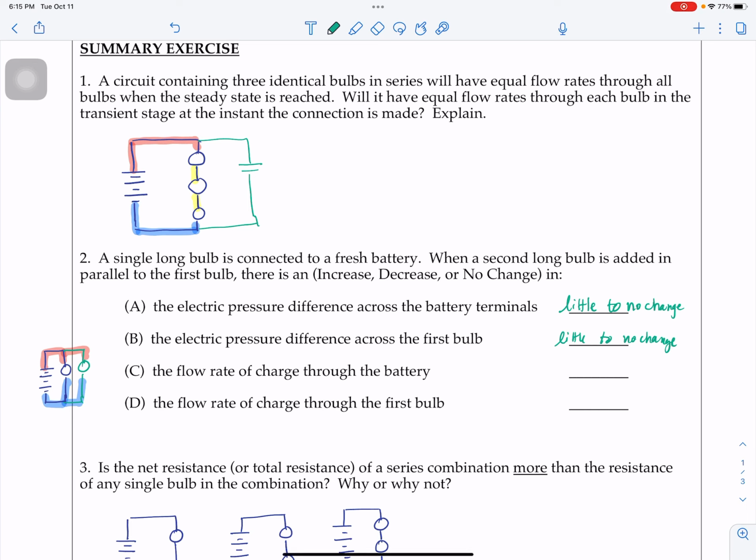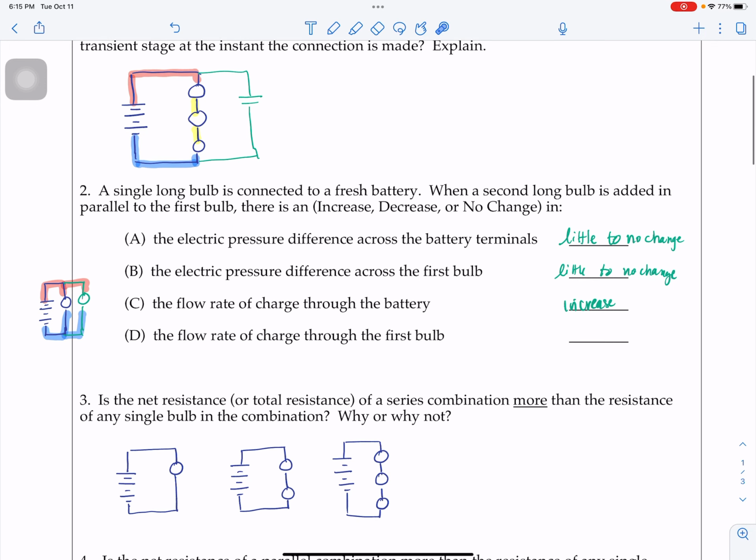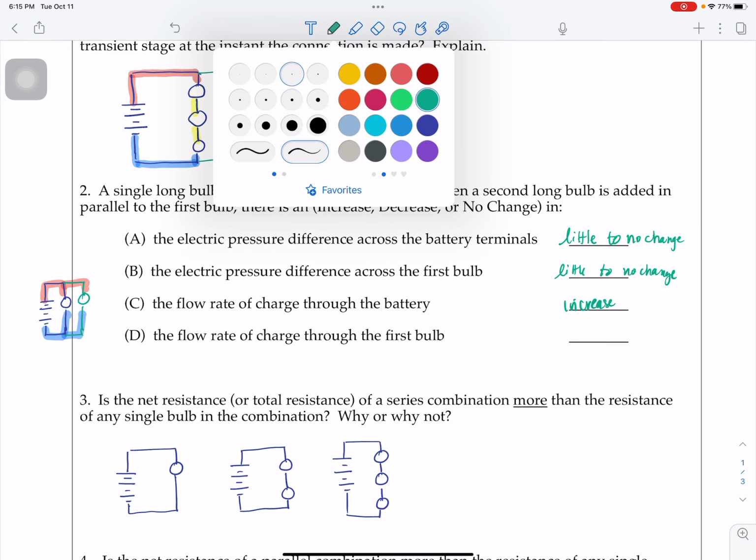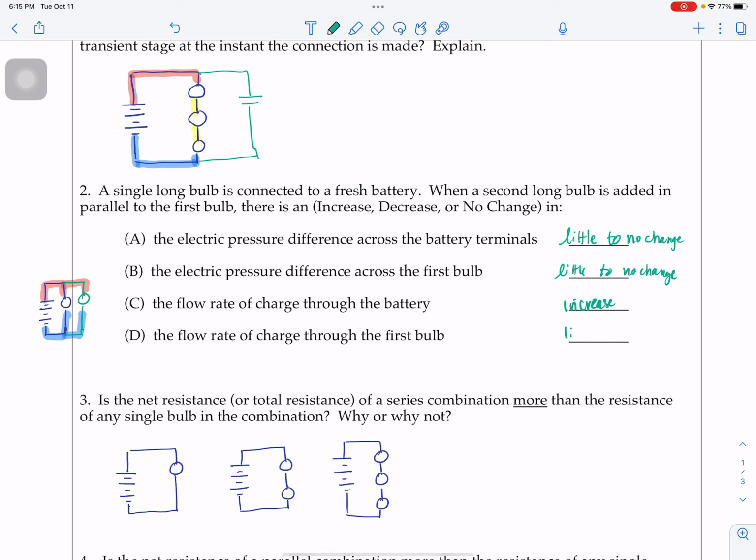The flow rate of charge through the battery, this is actually going to increase, and it's because I've added another branch so I can have more charge flow, and that's going to increase the flow rate of charge through the battery. And then the flow rate of charge through the first bulb, again, we can tell just from our color coding, we're going to have little to no change.